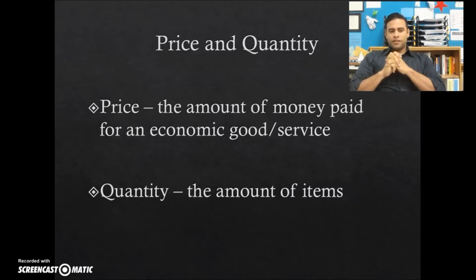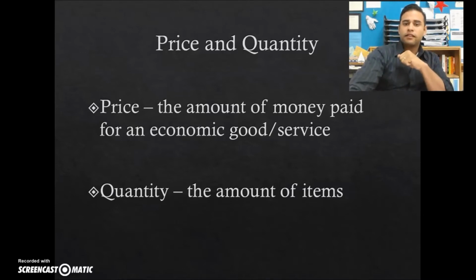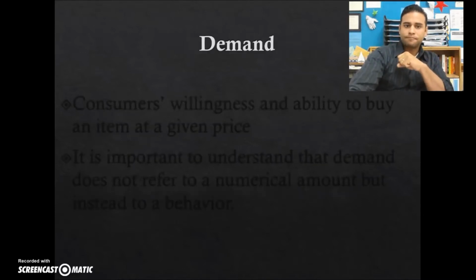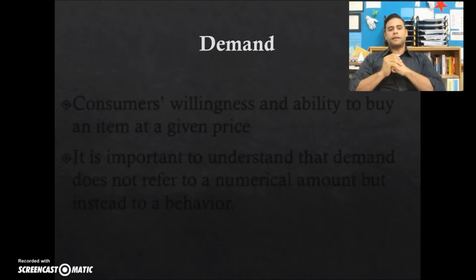So really the big takeaway here is you know what price is already, you know what quantity is already, but what we want to keep in mind going forward is that we're talking about the relationship between price and quantity, and that's what's important here. There is a correlation, there is a relationship, and supply and demand describe that relationship. We're going to start with demand.